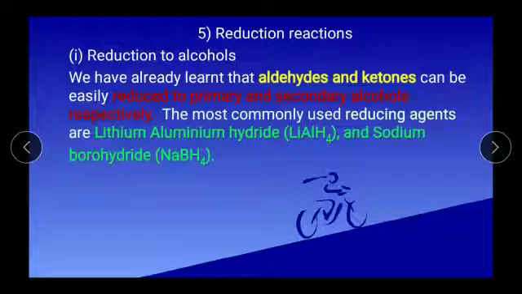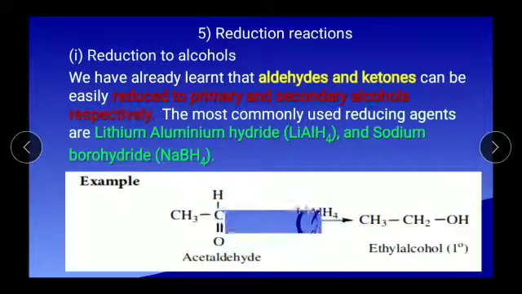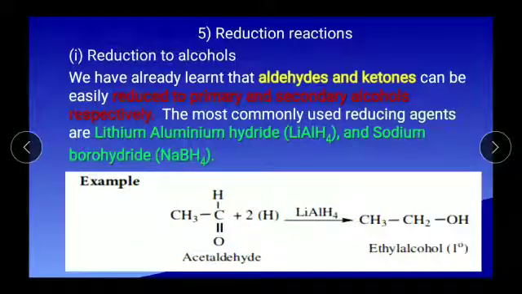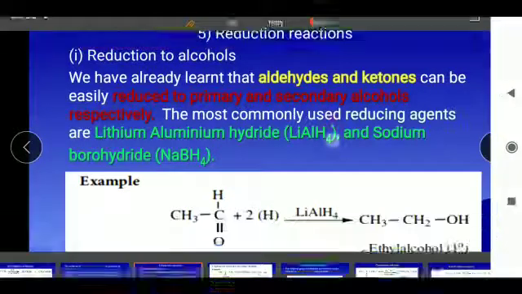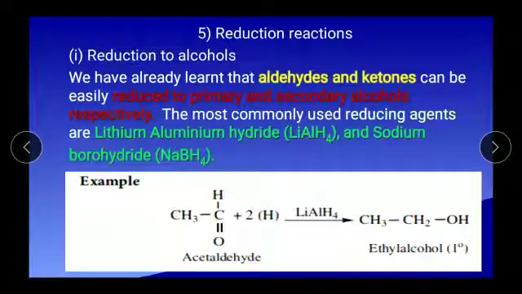Now we move to the example. With the example acetaldehyde, we can understand the reduction to alcohol. The aldehyde CH3CH double bond O, acetaldehyde, is reduced to ethanol, ethyl alcohol. That is ethanol. It is a primary alcohol.